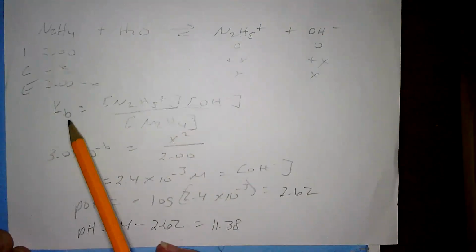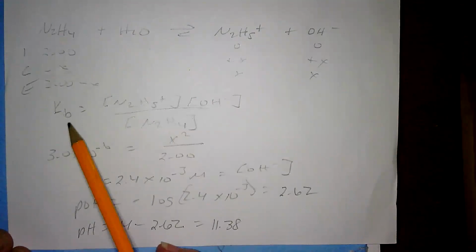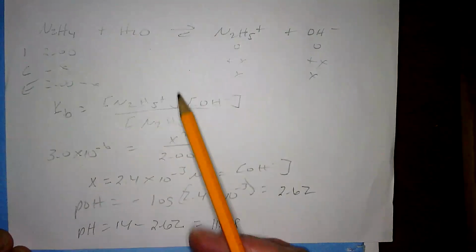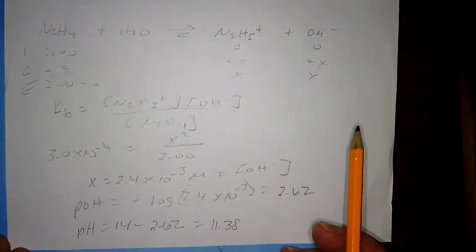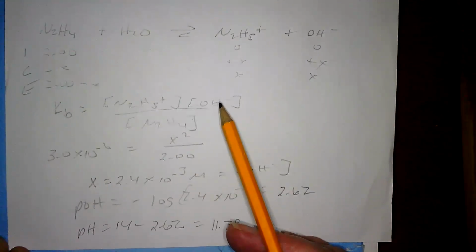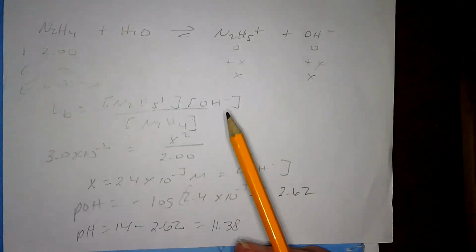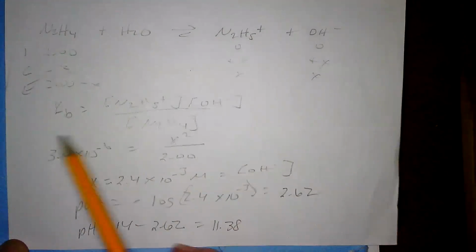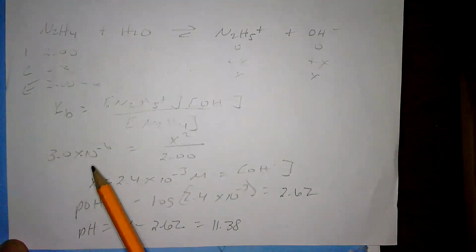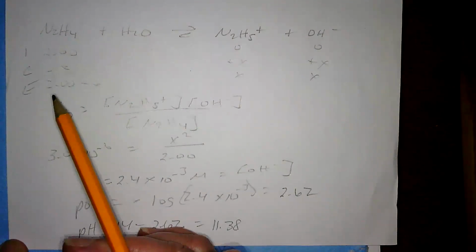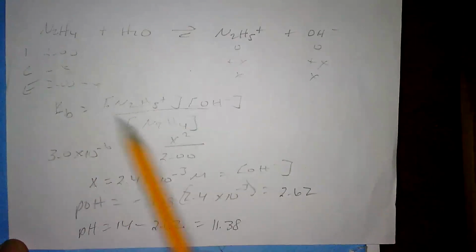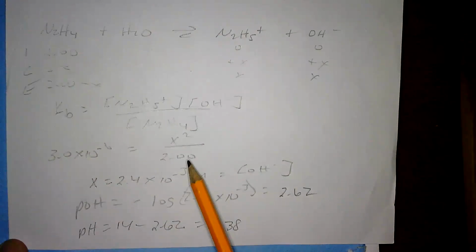We're going to write a Kb expression. It's written the same way the Ka expression is written: products over reactants, raised to the power of the coefficient in the balanced equation. Kb's will always have hydroxides in them. Ka's will have hydronium in them. We were given the Kb value, so 3.0 times 10 to the minus 6 equals X squared over 2.00 minus X. But again, because that X is insignificant, we're not going to put it in here.